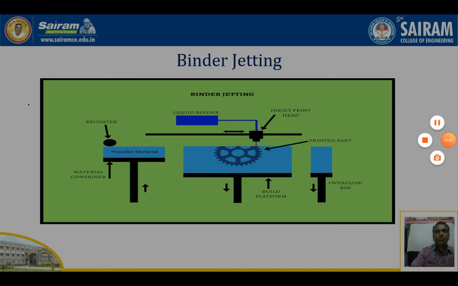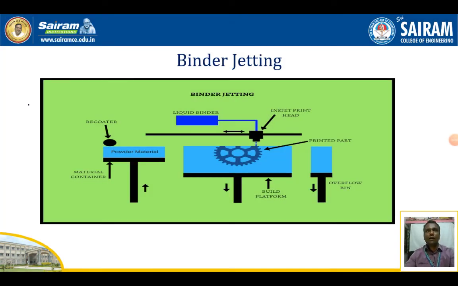Then come the disadvantages. Parts produced with this technology are basically particles glued together, resulting in fragile parts with limited mechanical properties. At any time, fragility is possible. These are the disadvantages of the binder jetting process.